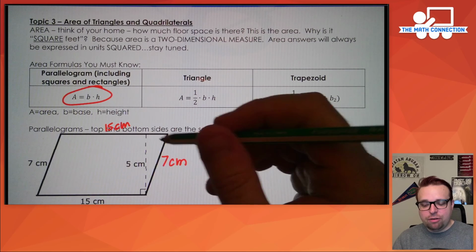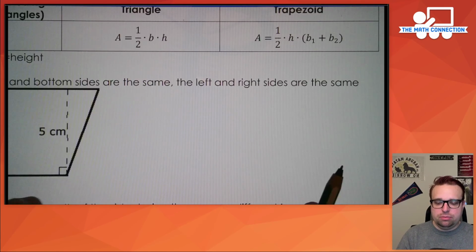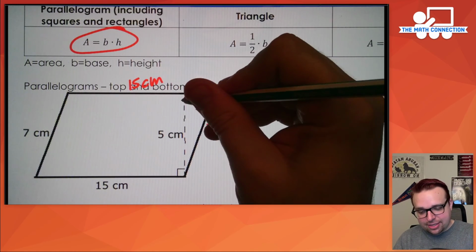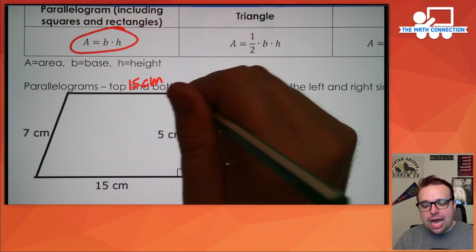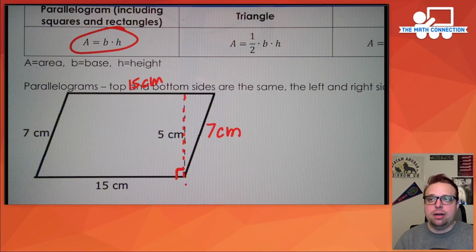The height of a parallelogram is the distance. Wow, I don't know why that zoomed so much. The height is this perpendicular line that goes from the top base to the bottom base and makes a 90-degree angle down here at the bottom.